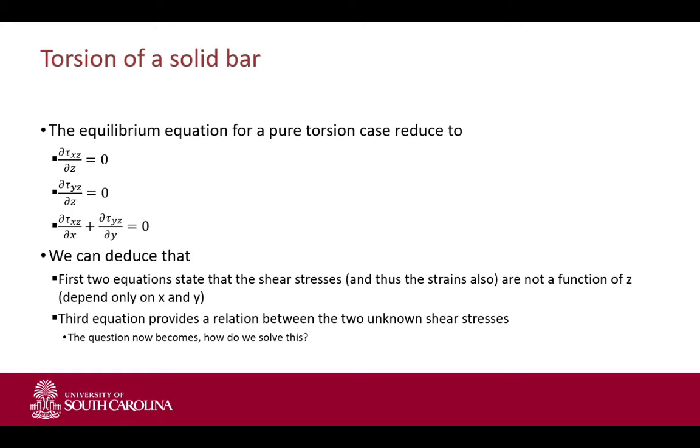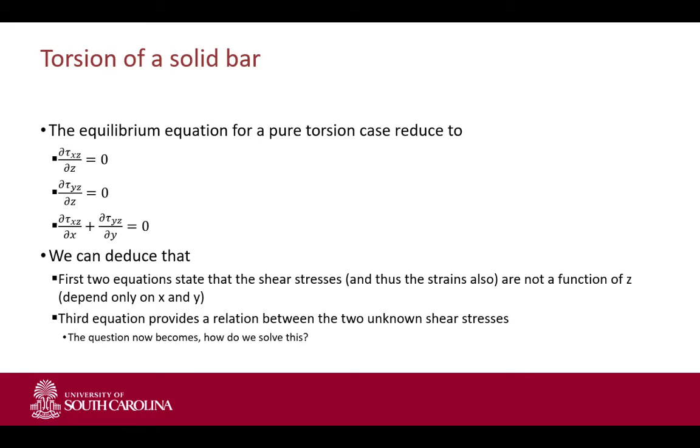The first two equations give us immediately some insight about the functionality of our stresses. They say that if the variation is equal to 0, then our stress must be only a function of x and y. And the third equation gives us a relationship between those two unknown shear stresses that we have to solve for. That is what we have to do: figure out a method to solve this third equilibrium equation.